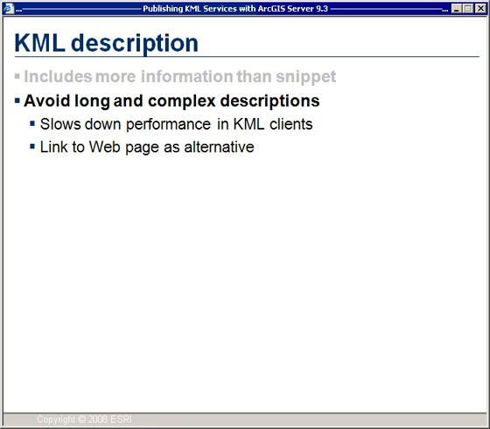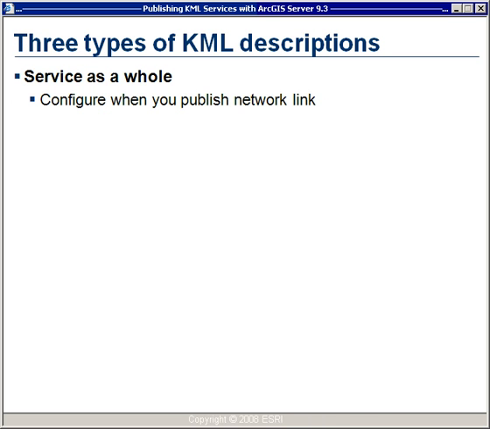One option is, instead of having all kinds of information in the description, you could link to a web page, a link that goes to a web page, as an alternative to the KML description. So there are three types of descriptions. As a service as a whole, when you create the service, so we're talking about creating a resource now. The next section we'll talk about publishing a resource.